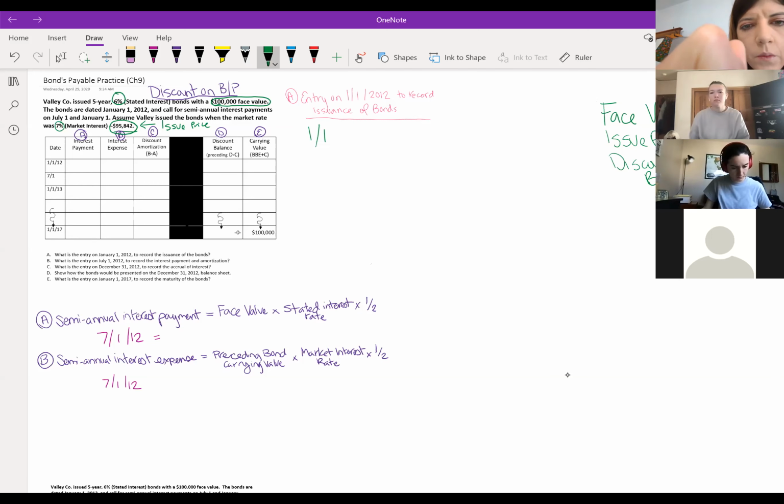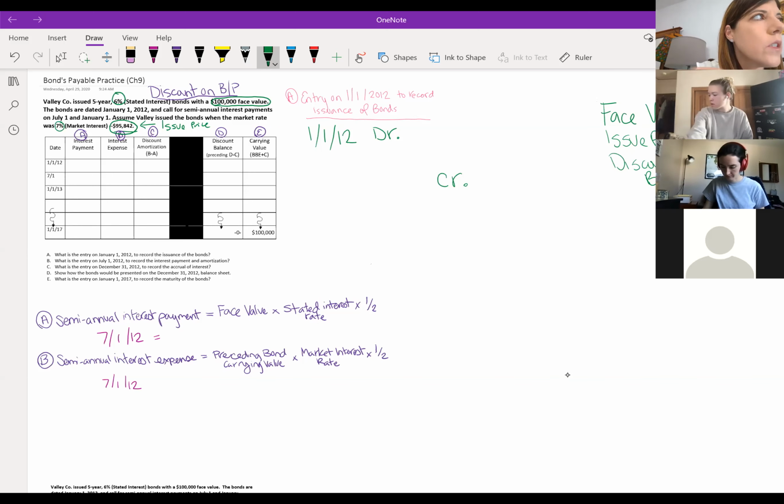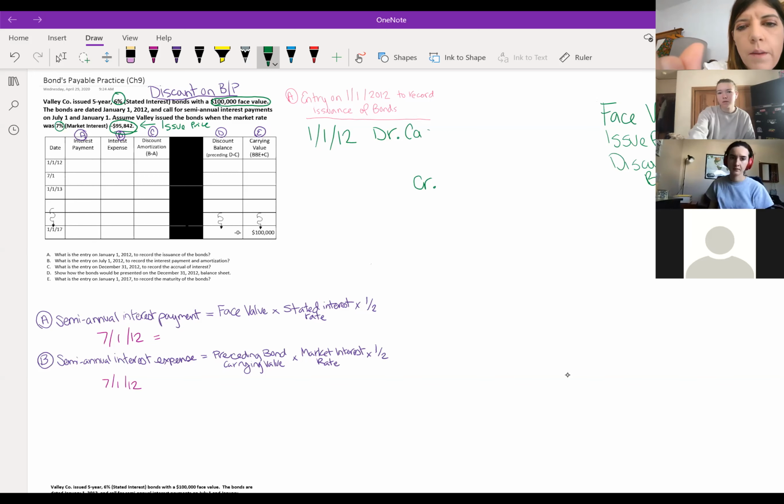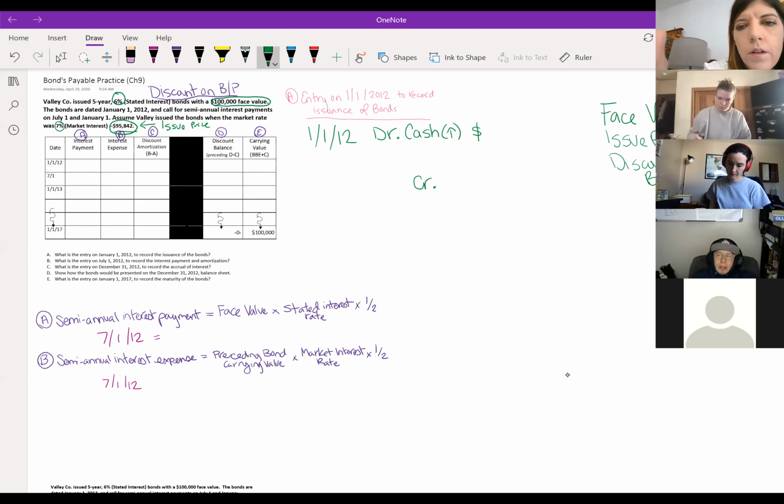On the issue date, 1/1/2012, what's the journal entry? What are we going to debit and what are we going to credit? So I'm going to leave a space. You debit cash and then discount on bonds payable and then credit bonds payable. So we're going to debit cash, increasing cash, and how much cash do we receive? 95,842. Yep. So we always receive the issue price.